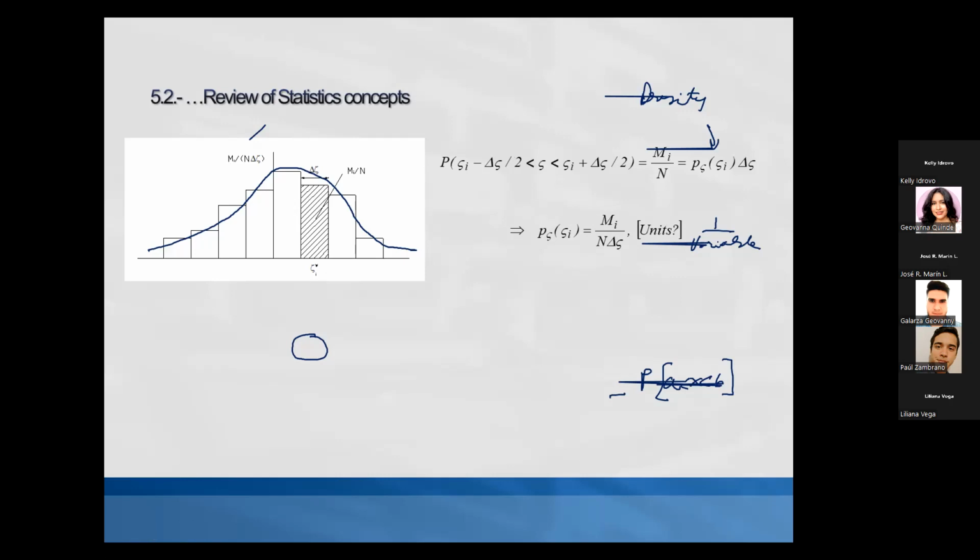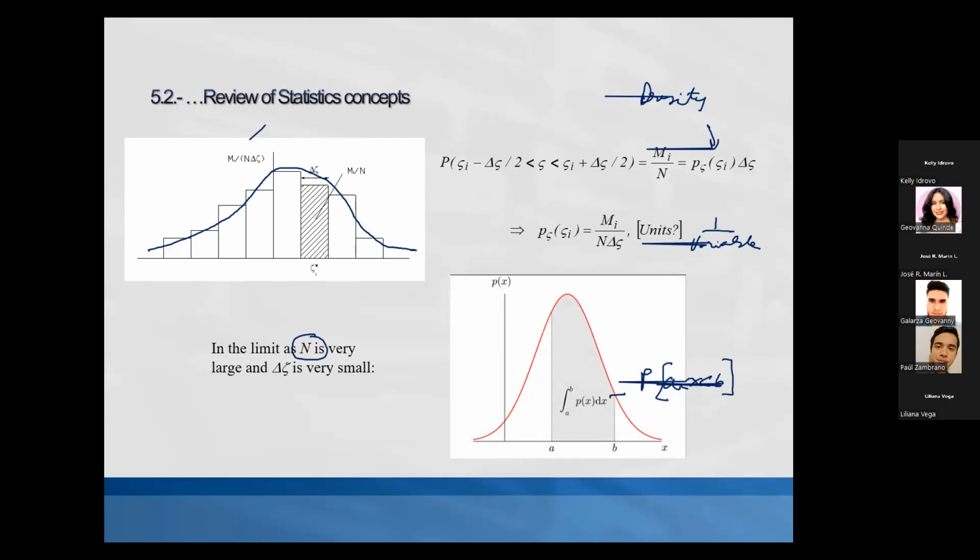Okay, in this case, we can take a limit. That means that we can talk about a very large number of registers. And of course, we can take delta zeta to be very small, right? So if we remember, the area under this curve is the integral, right? So if we plot this parameter, the area will be multiplication of this times this delta. So this will give you the probability.